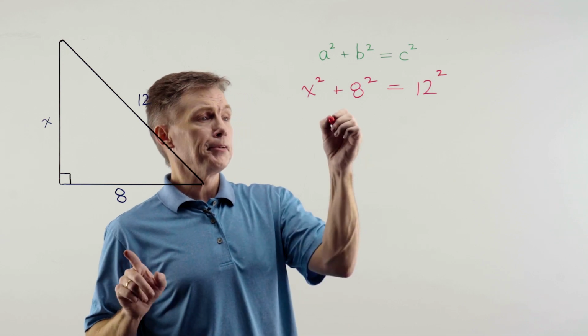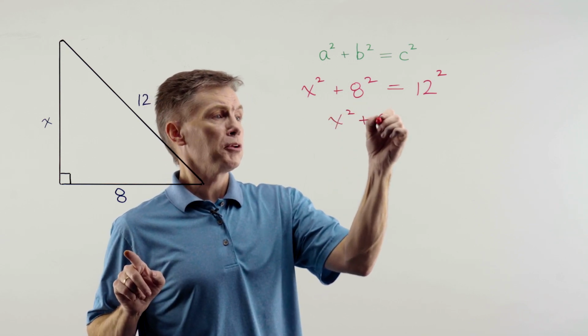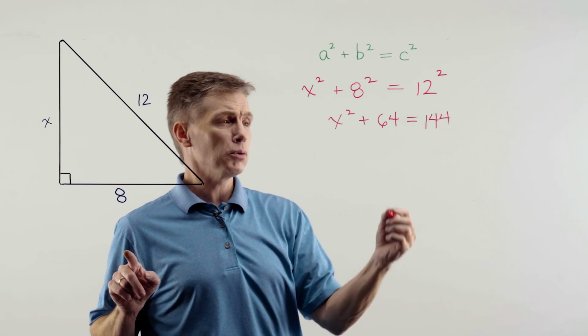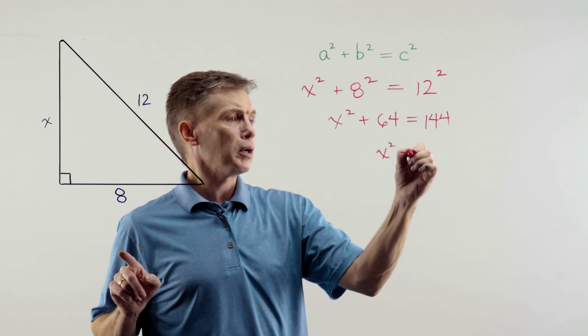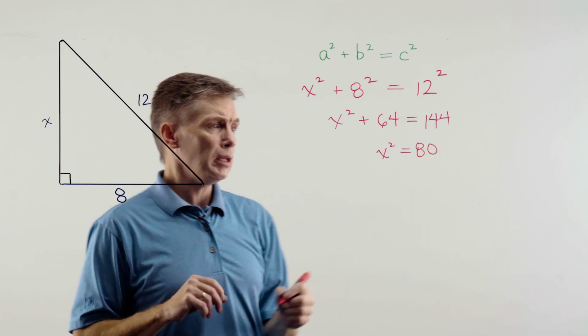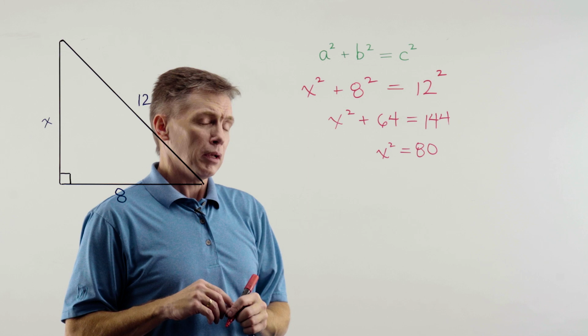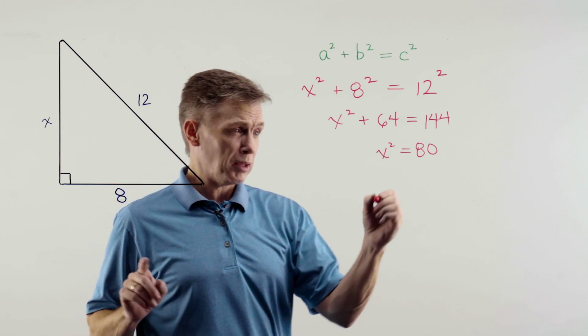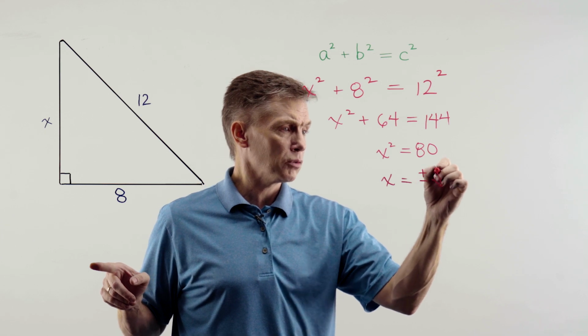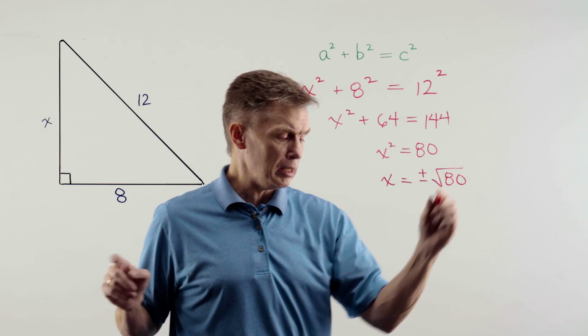So you solve. x squared plus 64 equals 144. x squared equals, if I subtract, 80. I'm trying to solve for x, so I'll take the square root of both sides and get plus or minus the square root of 80.